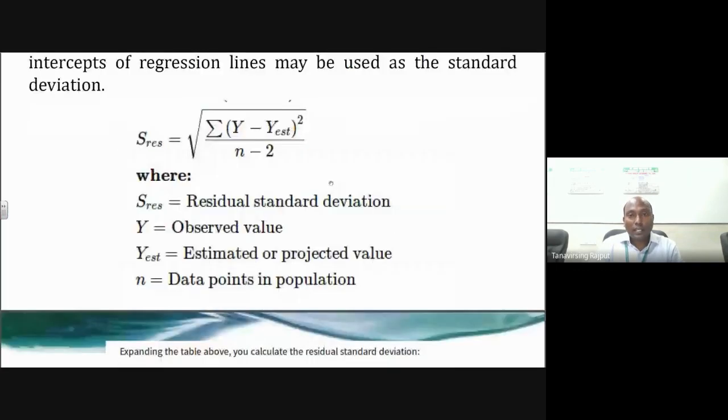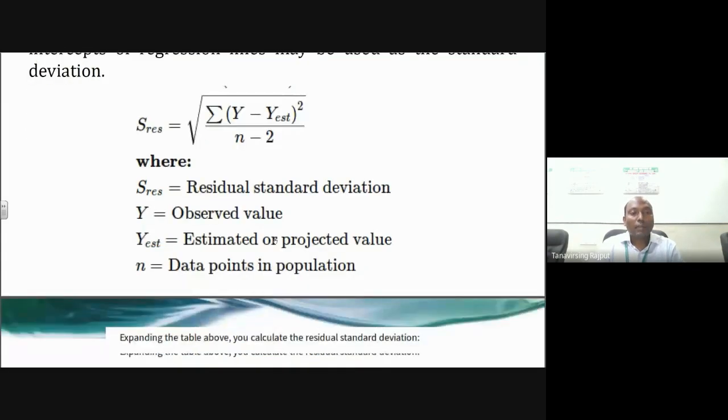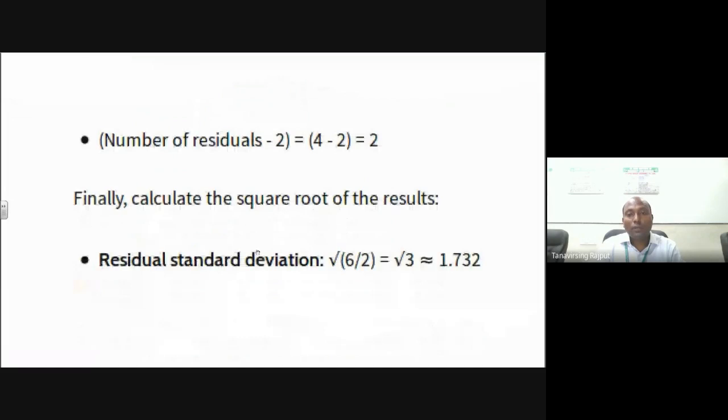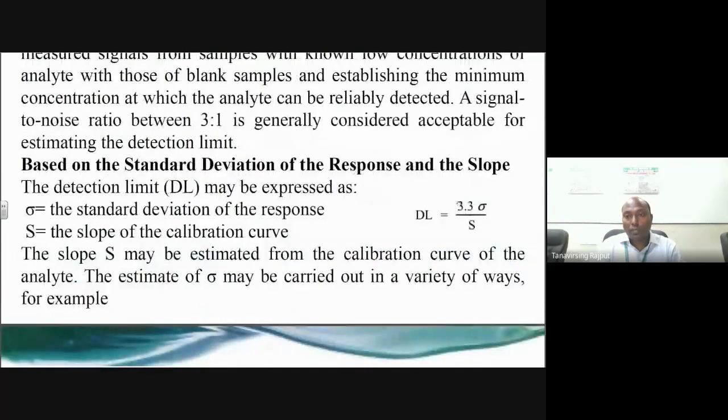That gives us the summation of (y minus y estimated) squared. Then we put that value here, and then we put the n value, which is our number of observations. The number of observations is 4, so 4 minus 2 is 2. If you calculate the residual standard deviation, it is 1.7. Then we put that 1.7 value into our formula: 3.3 times 1.7 divided by the slope of our calibration curve, which is 1. Then we get the detection limit.